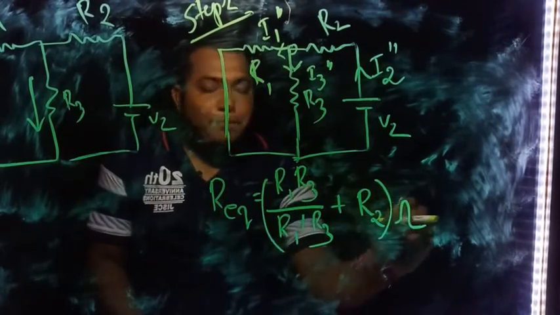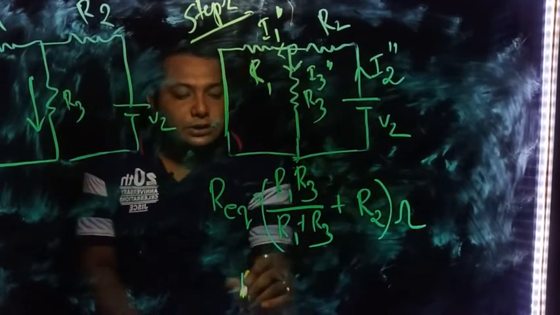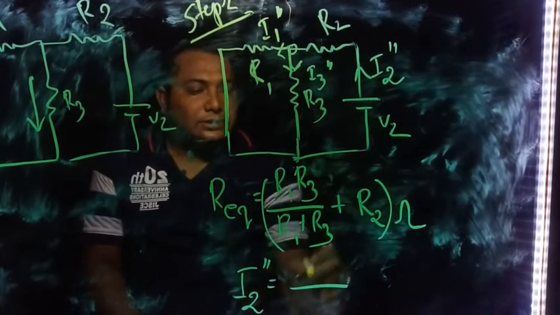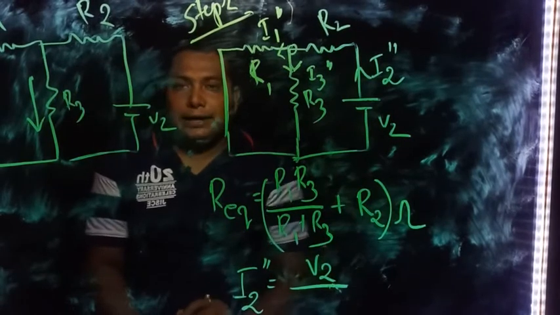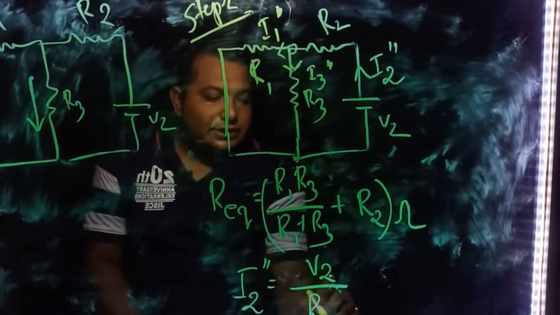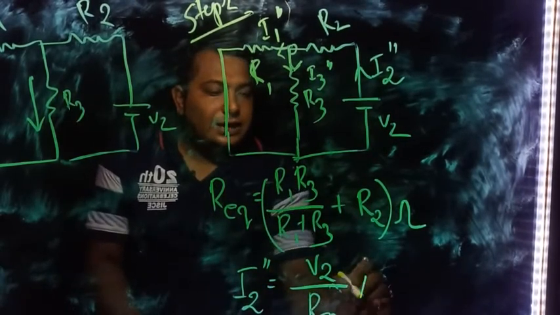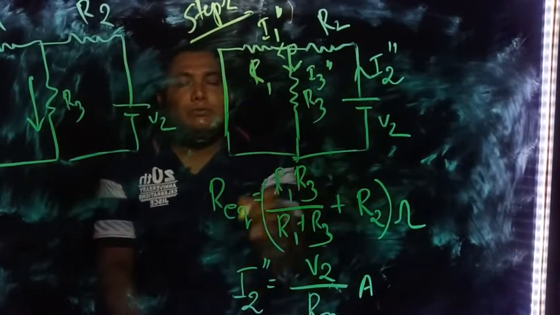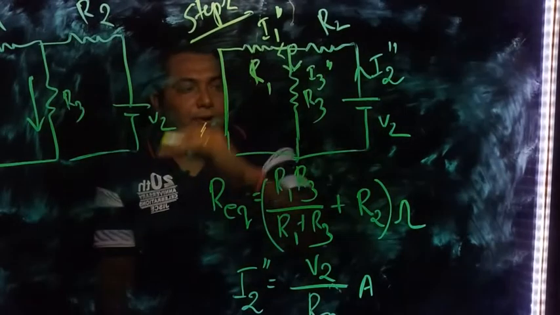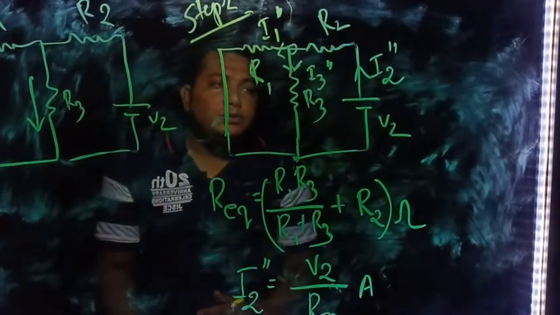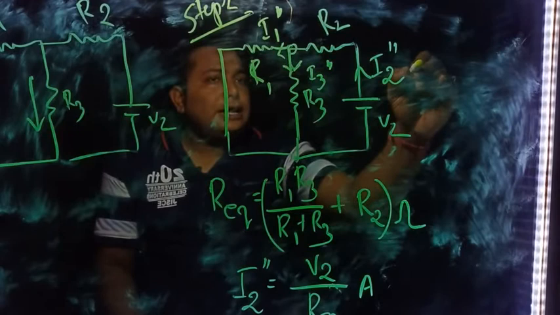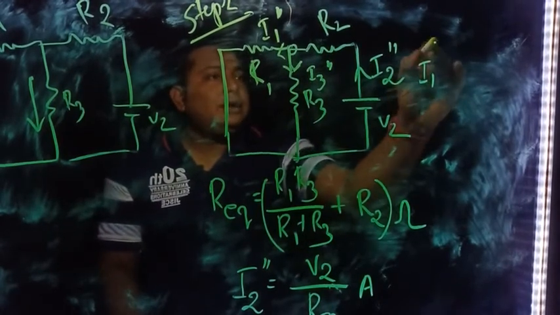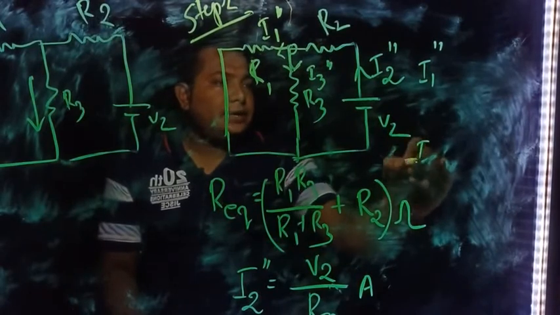This is in ohm. Okay, so now find the main current, that is I2 double bar, given by the supply voltage V2 divided by the equivalent resistance, R equivalent, and that is in ampere. Okay, so that is the main current. Now we know the current flowing through this one. Now applying the current division rule, we have to find this I1 double bar and this I3 double bar.